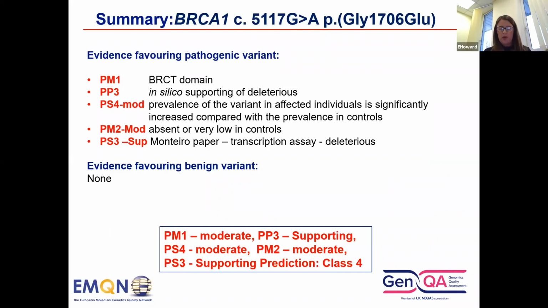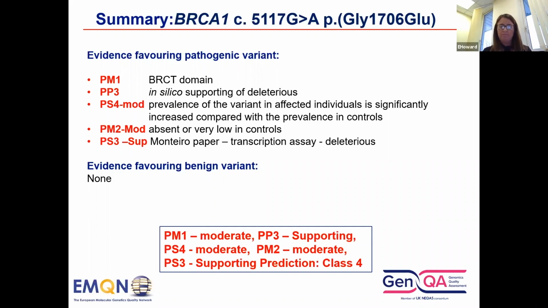So just to summarise, there was no evidence favouring benign variants, and the overall evidence I had was PM1 moderate, PP3 supporting, PS4 moderate, PM2 moderate, and PS3 supporting, which gave a prediction of class 4 likely pathogenic.